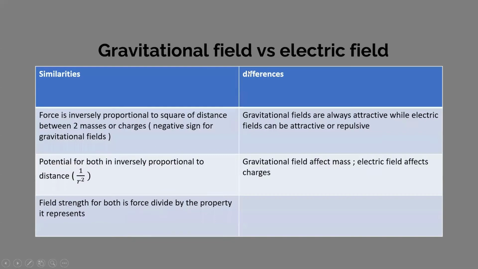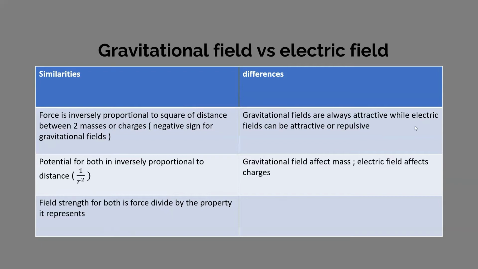So now let's look at similarities and differences between gravitational and electric fields. First similarity is that the force is inversely proportional to the square of the distance between the two masses or the two charges. Negative sign for gravitational fields. So remember that the force is always attractive for gravitational fields. However, for electric fields, it can be repulsive too. The potential for both is inversely proportional to the distance, 1 over r. And the field strength for both is the force divided by the property that it represents.